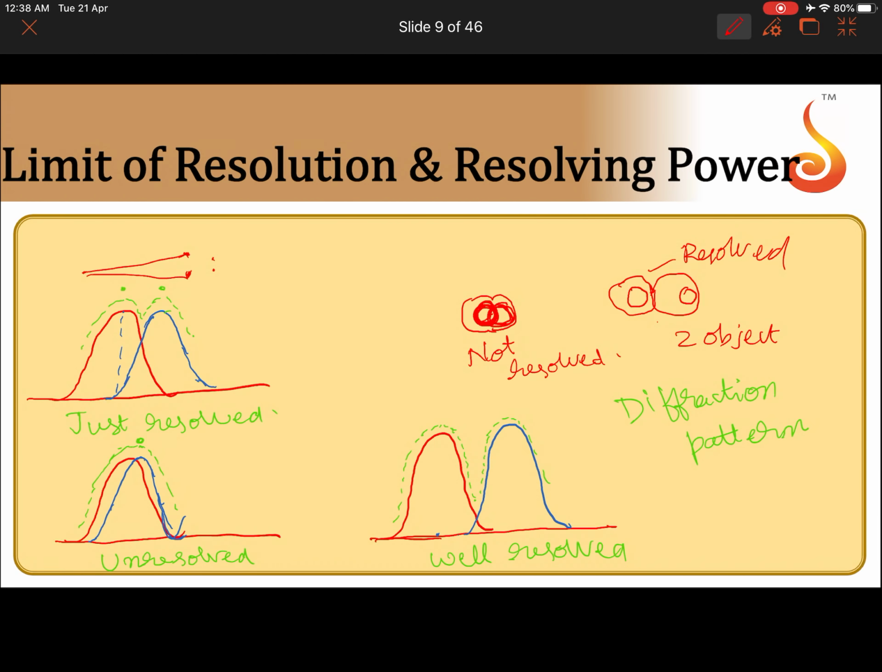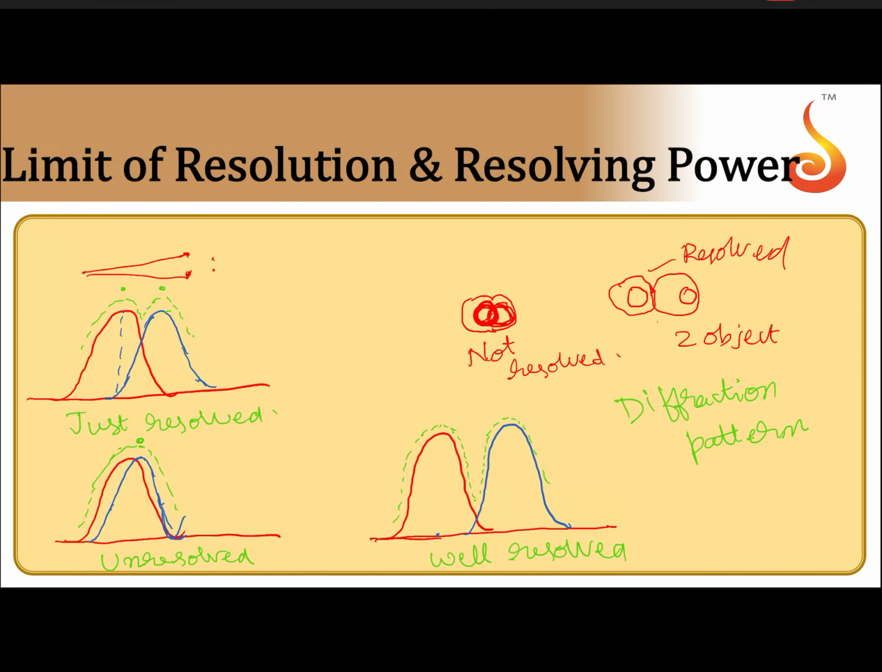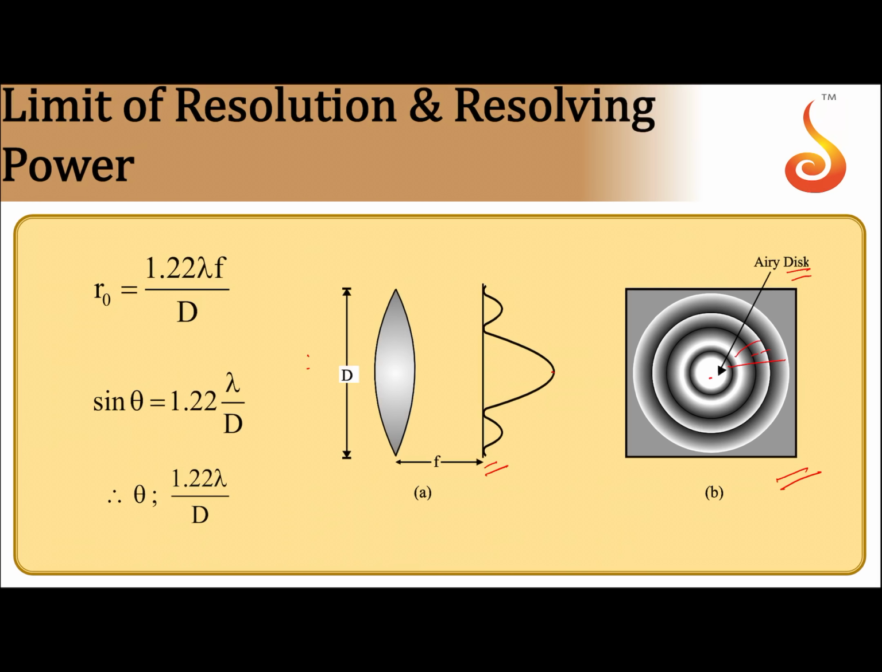So this gives you the clear idea of resolution. Here it is just resolved, here it is well resolved, here it is unresolved. Here there is merging of the image. Whenever you observe any point object, it will give rise to this kind of diffraction pattern.